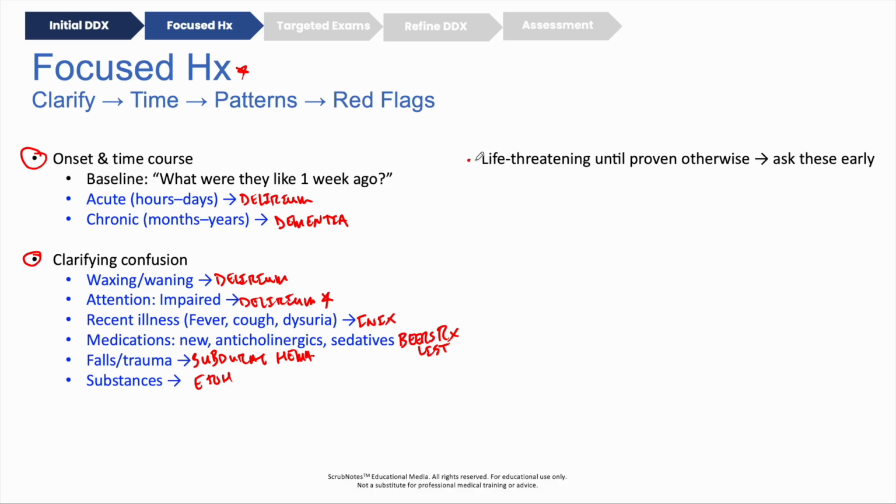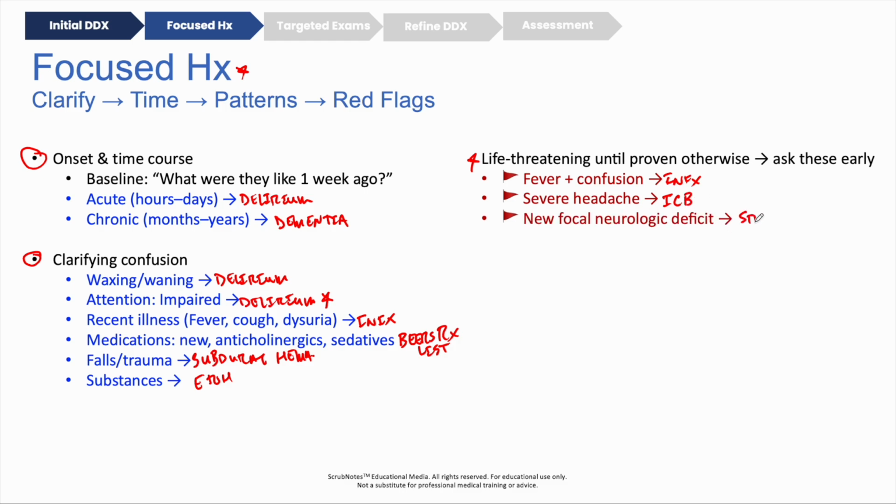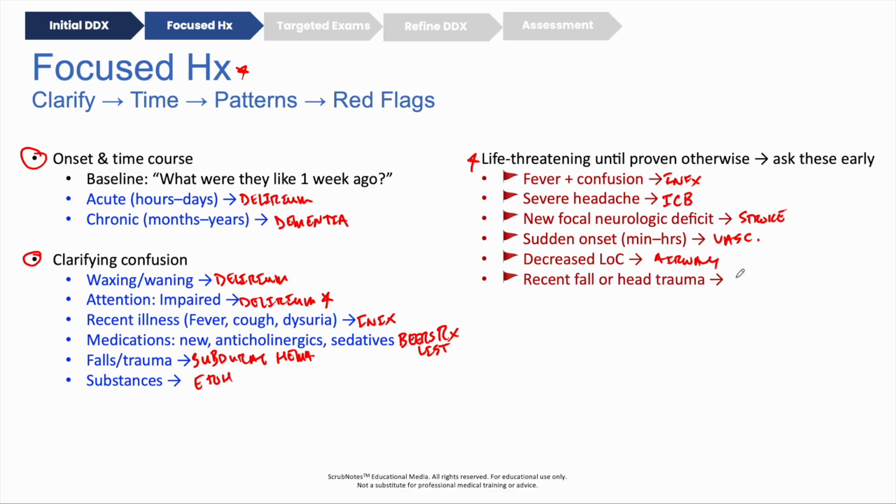And then we always want to ask about red flags. So the pattern of fever and confusion could be associated with infection or sepsis. Severe headache could be more indicative of an intracranial bleed, meningitis, any focal neurologic deficits or signs of stroke. Sudden onset within hours or minutes could be a vascular event. If they've had decreased level of consciousness, that could be an airway risk. Recent falls or head trauma, we discussed as a subdural hematoma.